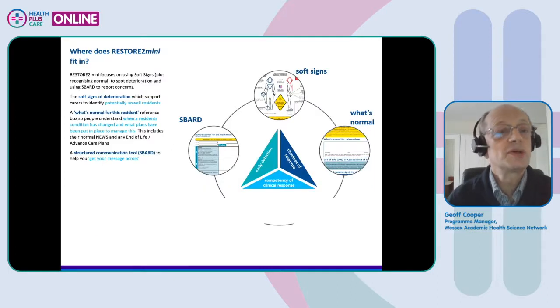So where does Restore2 Mini fit in? Restore2 Mini focuses on the use of soft signs in areas that don't want to use a medicalised model. So it doesn't take up the NEWS score and the escalation based on the NEWS score. It focuses on the use of soft signs for the early recognition of deterioration, comparing that with what's normal for the individual, and escalating concerns and getting your message across using the SBARD communication.